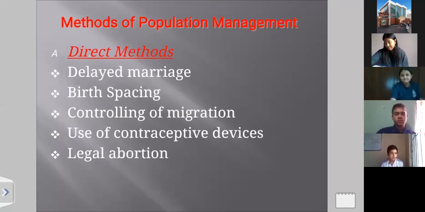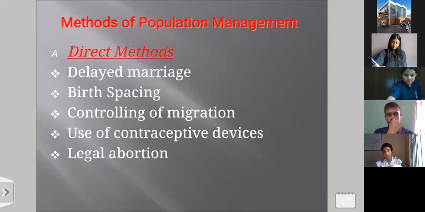Birth spacing means maintaining a gap between two children, and it helps in population management because there is less time for giving birth. I mean, in 10 years, a female could give birth to 5 babies, but if there is birth spacing of 5 years between each baby, then she could only give birth to two babies. So it helps. Saurabh, thank you so much. Thanks for your view. Thanks for your interaction.